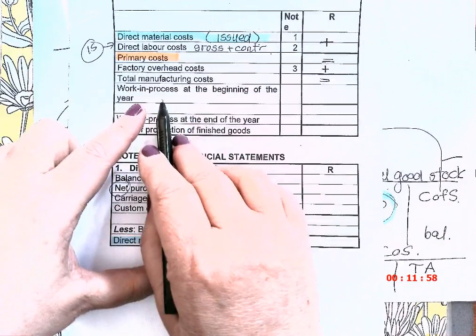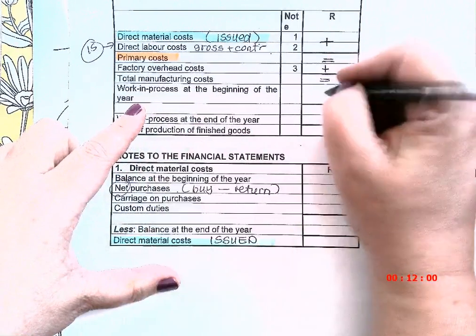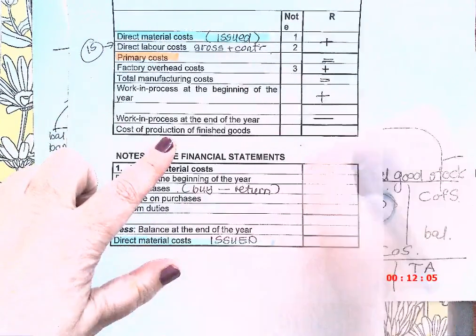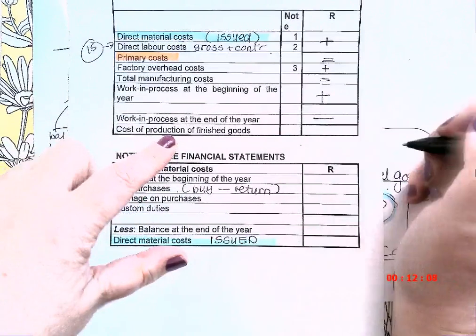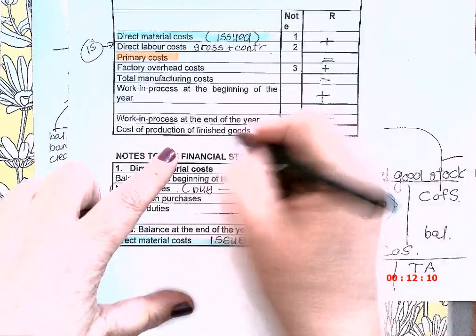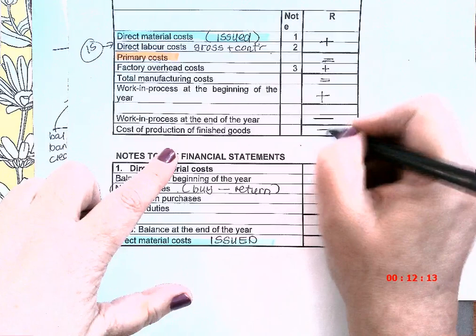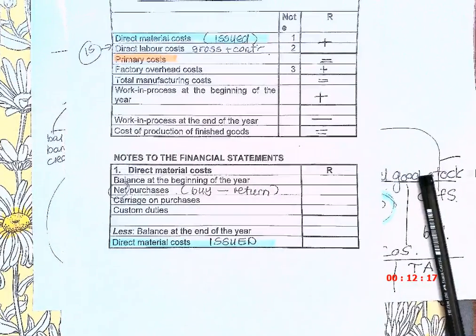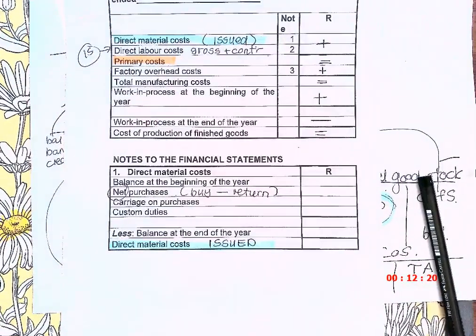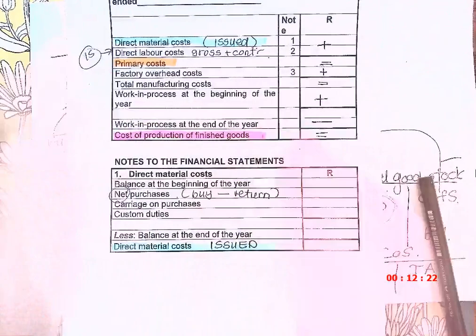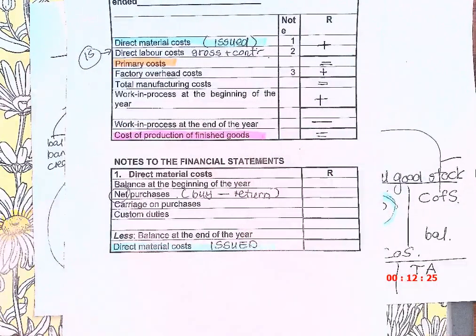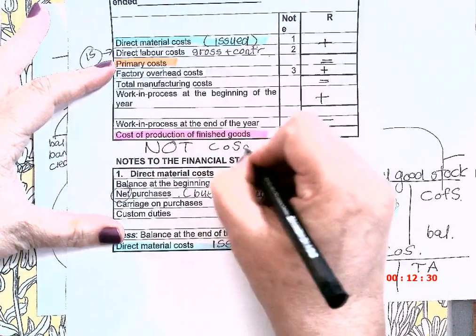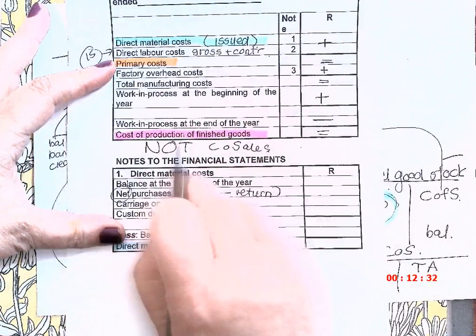Work in process, the beginning of the year. Work in process, the end of the year. It's a minus. Gives me cost of production of finished goods. Listen to me. Please do not mistake this. This is not cost of sales. This is the cost of everything I made.